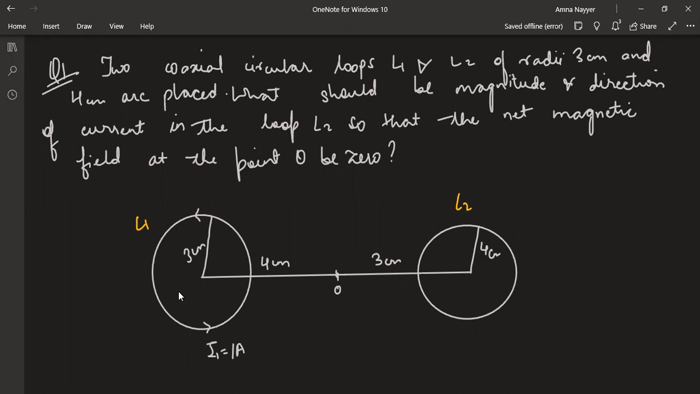So two coaxial circular loops L1 and L2 of radii 3 centimeters and 4 centimeters are placed. What should be the magnitude and direction of current in the loop L2 so that the net magnetic field at the point O is 0? So here, see.